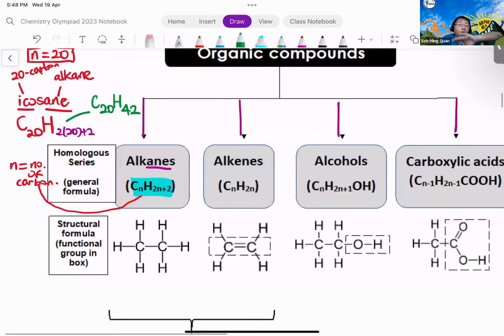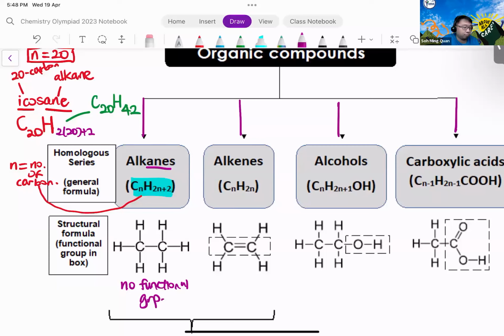So alkanes will all follow this general formula. All. So long as it's an alkane, it must follow CnH2n+2. If it doesn't follow this formula, it's not an alkane. Now, alkanes have no functional group. Alkane is like the most basic type of organic compound. No special atom, no special group that gives it a specific property in terms of chemical properties. So alkanes are the most basic, if you like. They don't have a functional group.